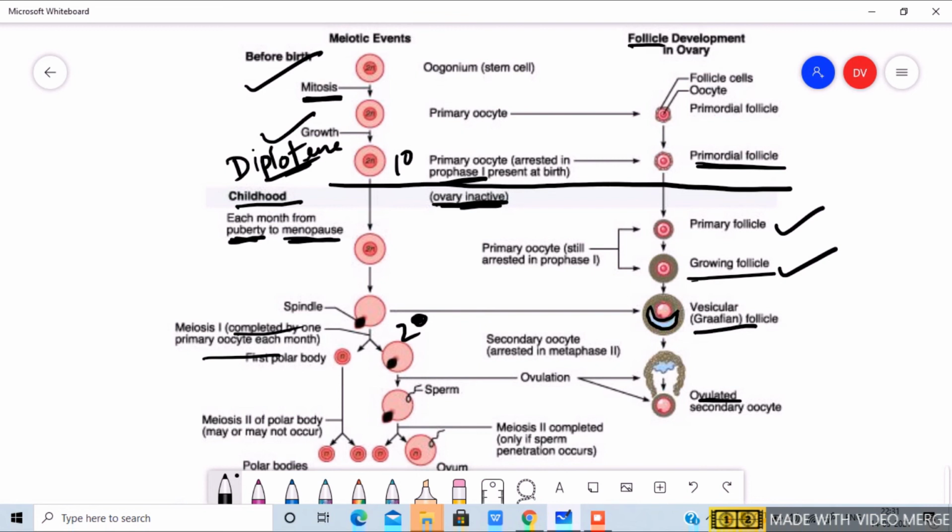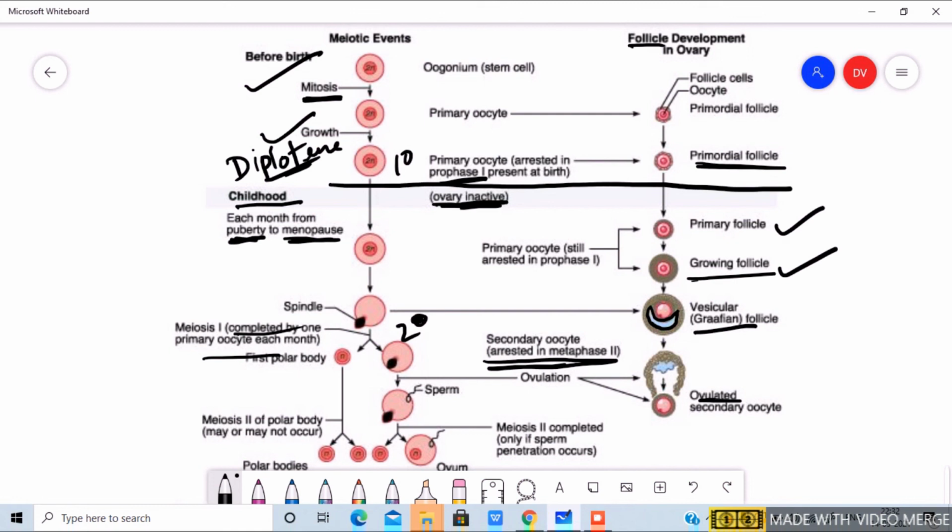Within the 24 hours, if it encounters the sperm, the sperm will be carrying the centriole for meiosis 2 completion. Till then, what is happening, guys? Once the secondary follicle is formed, it will undergo meiosis 2, but again it will get arrested in metaphase 2. When will it get released? Only when it meets a sperm. If not, in the same state it will disintegrate.